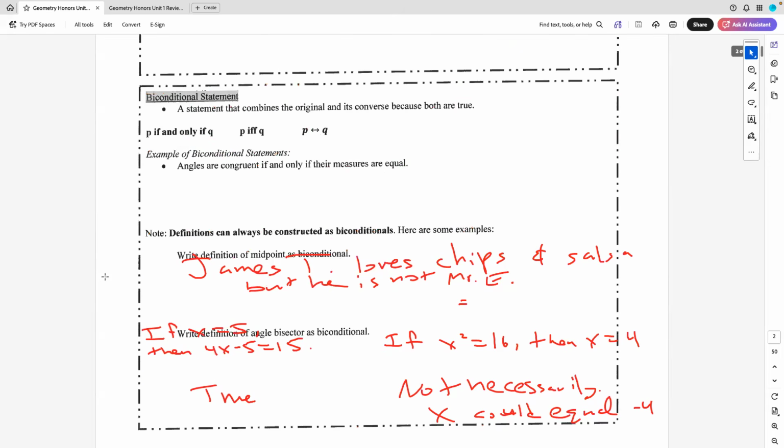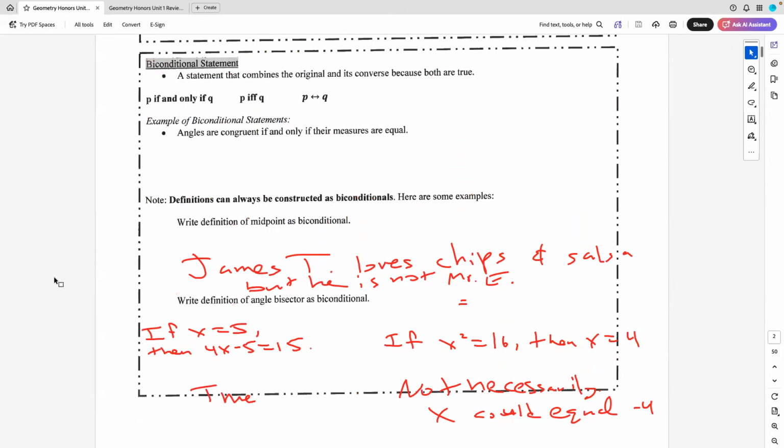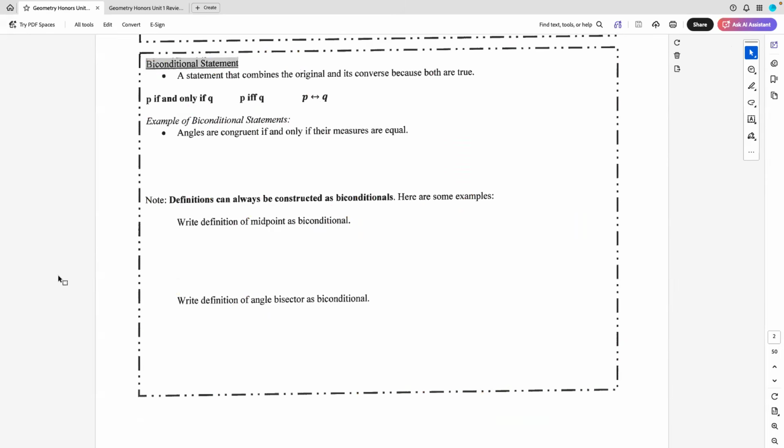Biconditional: that's when it goes back and forth. The converse would also be true, so they both work. Angles are congruent if and only if their measures are equal. That's true, because you could say if angle measures are equal, then they're congruent.